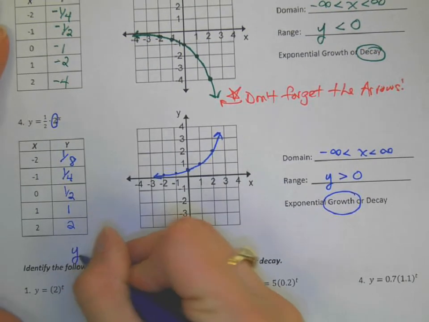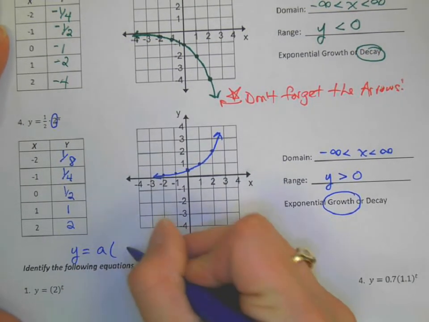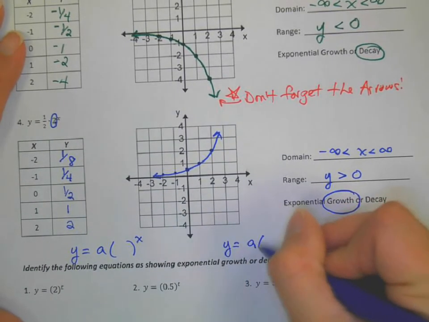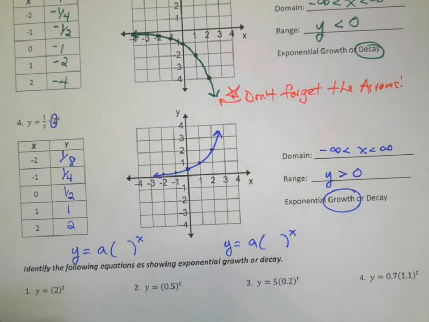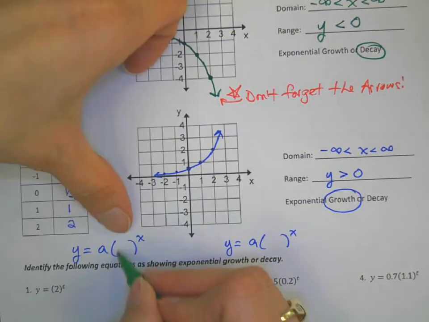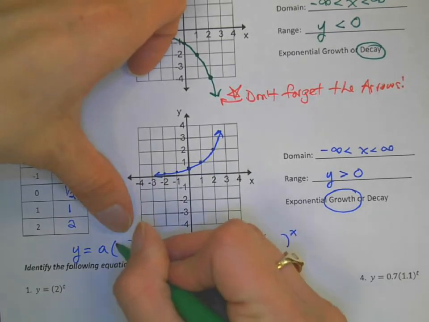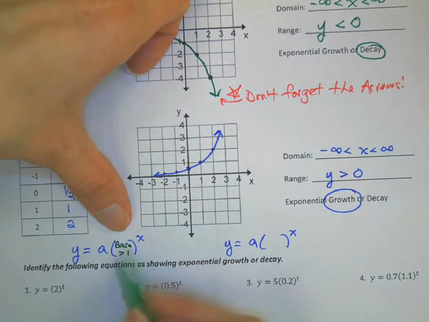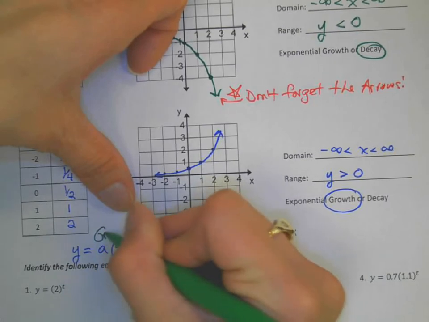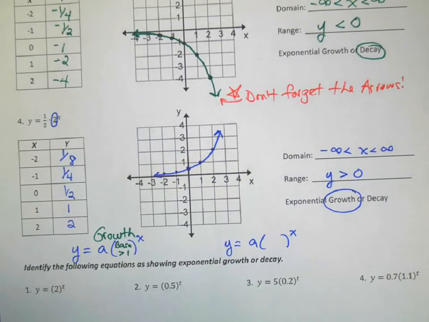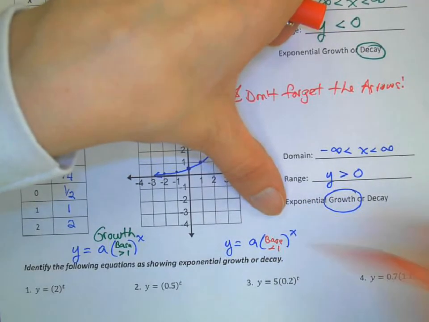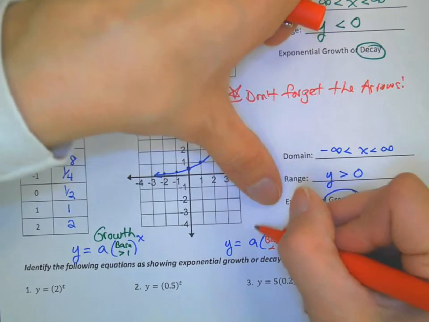Okay, so to recap, let me just tell you guys. y equals a, then you've got a base to the x power. I'm going to write it 2 times. y equals a base to the x power. If you have a base in here that is more than 1, is that going to be growth or decay? That's going to be growth. And then over here in this example, if you have a base that is less than 1, like a half or a fourth, that's going to be decay.